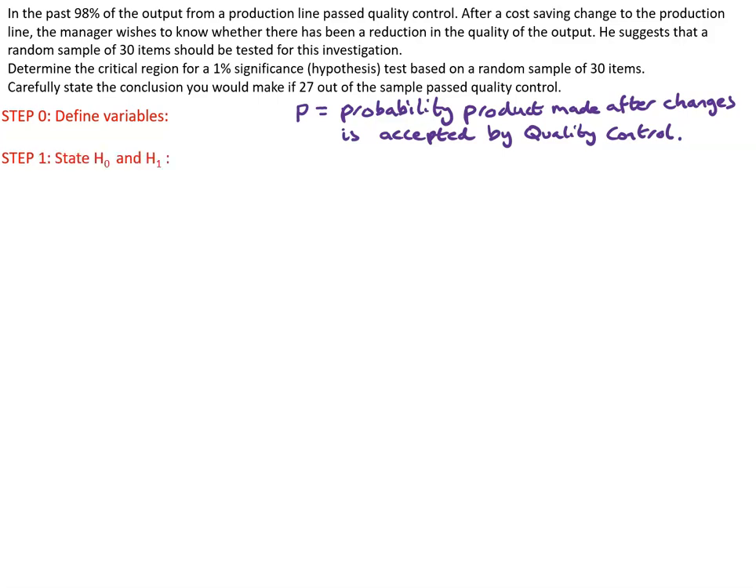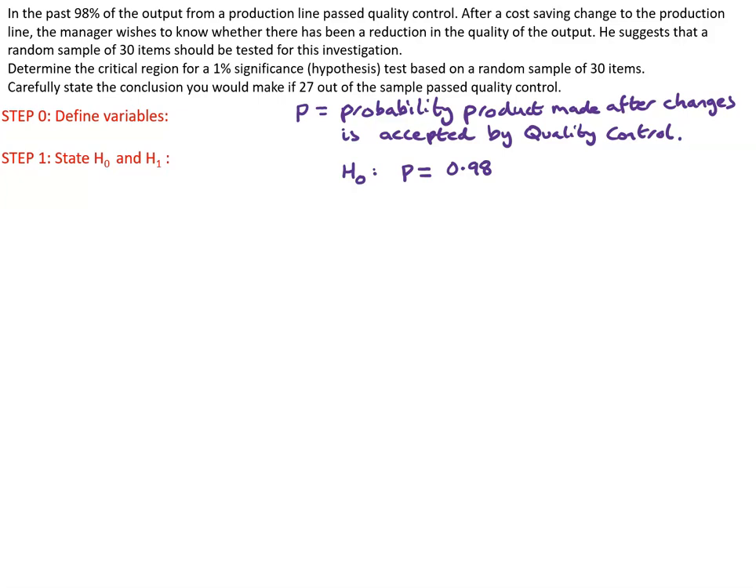Next step, we must state our null hypothesis and our alternative hypothesis. The null hypothesis is the one that must be a precise statement. Our null hypothesis is simply going to be that there has been no change in the percentage or probability of an item passing quality control, so that P is still 0.98.